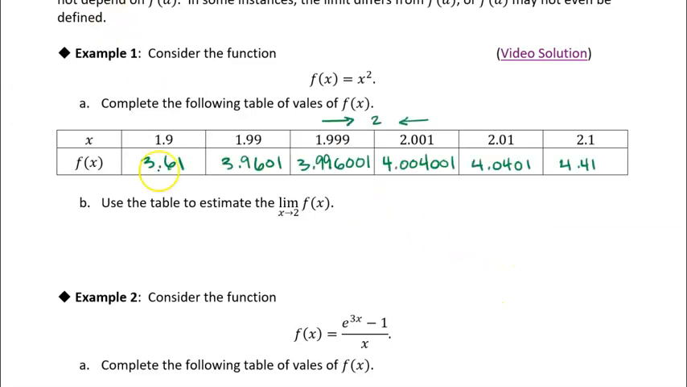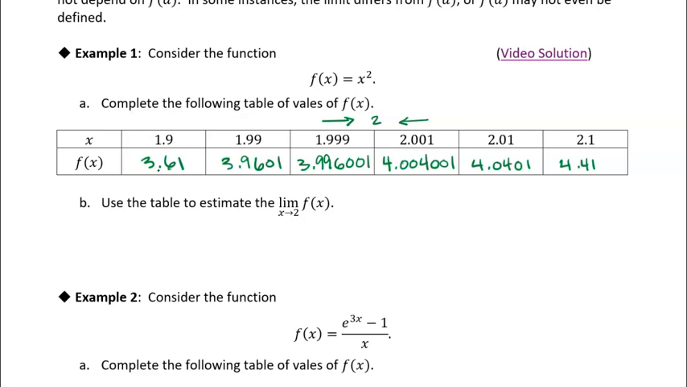I went ahead and completed this table offline, so you don't have to watch me write all these numbers, but you can see that we're taking values that are getting closer and closer to 2. Either from the left, so these are values less than 2: 1.9, 1.99, 1.999. We're getting closer and closer to 2. Or we're approaching from the right-hand side: 2.1, 2.01, 2.001.